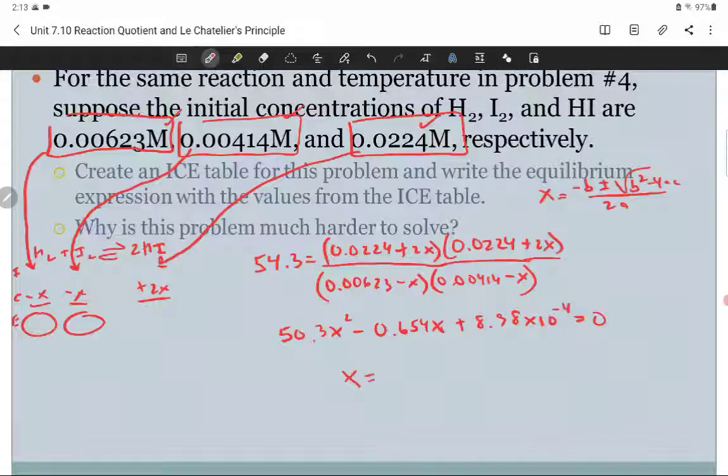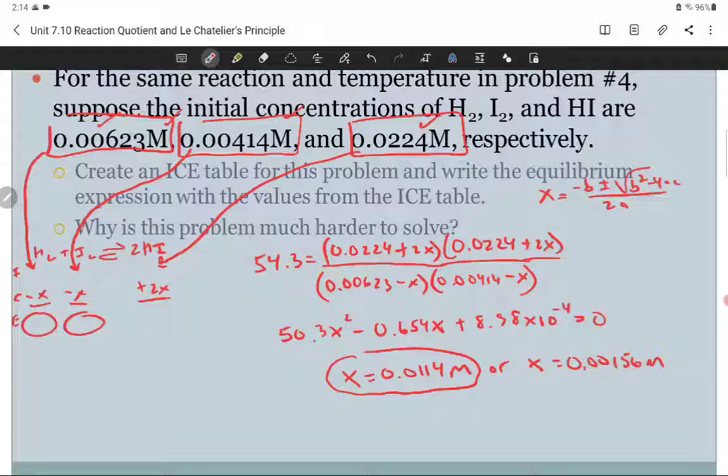I don't know when you guys did quadratics, but you were always getting two answers. And sometimes one answer is absolute gibberish. Sometimes it's not as gibberish. We have to figure out which one is impossible. One of these numbers, we would not be able to subtract from 0.00623. It's too big, meaning that it's impossible.